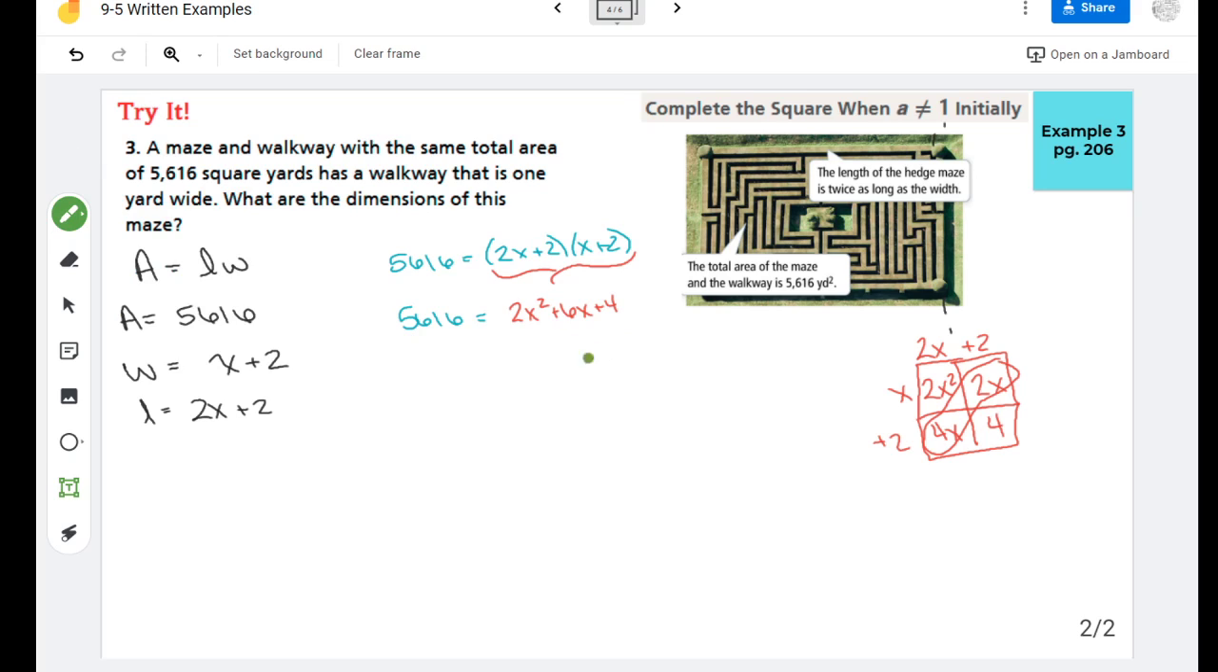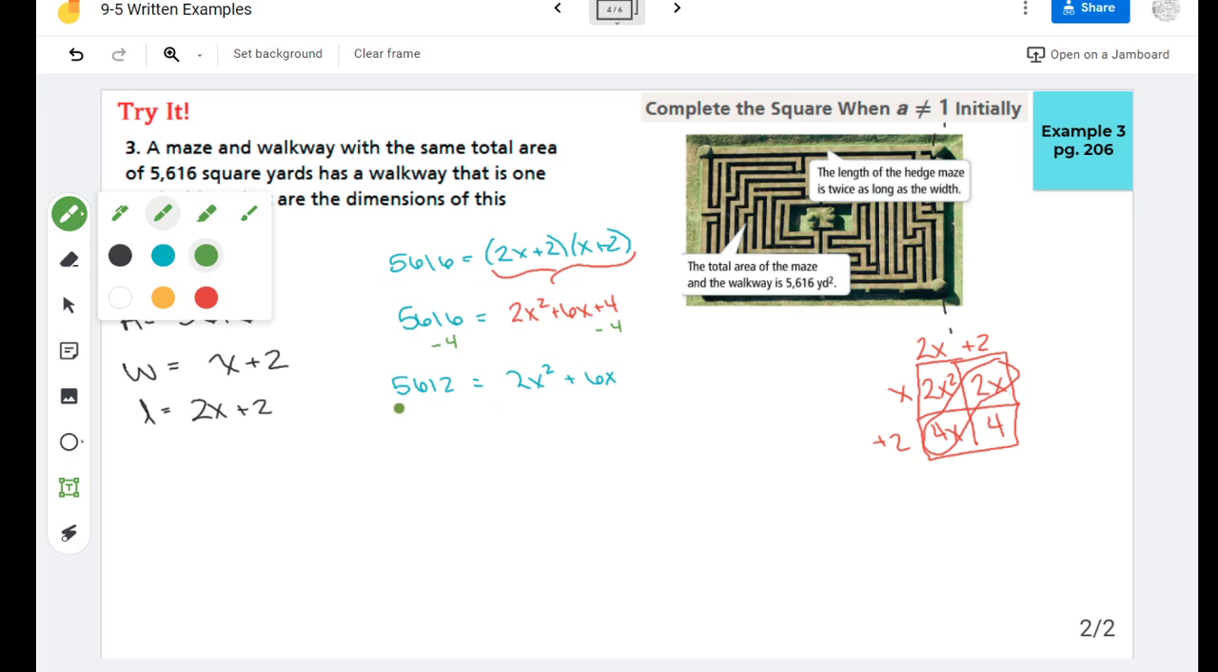So I'm going to go ahead and subtract the 4 right away, because subtracting 4 is easy in my head. So I get 5612 is equal to 2x squared plus 6x. And then we're going to go through and divide everything by that a value. So my a value is 2, so I'm dividing everything by 2. Also opening up my calculator because I don't know that one off the top of my head. Alright, so 5612 divided by 2 is 2806.